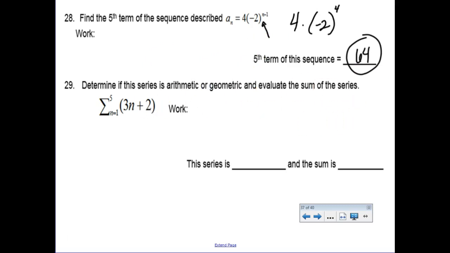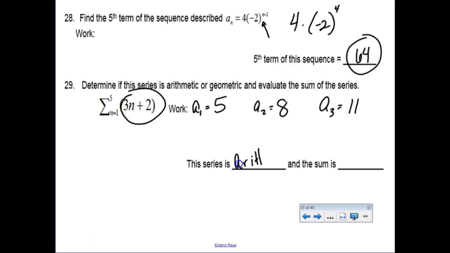Alright. Summation this time. So I'm asking for work, and I want to know if it's arithmetic or geometric. So what if you just found the first couple terms? Like a sub 1, a sub 2, a sub 3. And after that, we'll call it a day. So plugging in a 1 into your formula, 3 times 1 plus 2 is 5. Plugging in a 2, so 6 plus 2 is 8. And then plugging in a 3, you get an 11. So if I follow the pattern here, it looks like we're adding 3 each time. So this series is arithmetic.